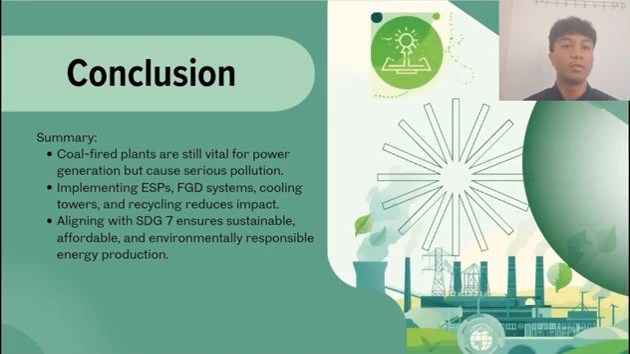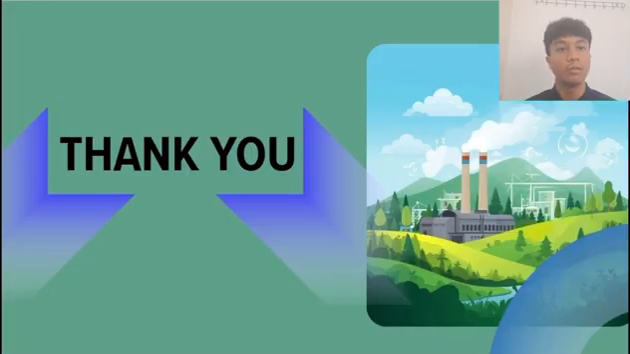Lastly, the conclusion. In conclusion, coal-fired power plants play a major role in our energy supply, but they can also create environmental challenges. By applying technologies such as electrostatic precipitators, scrubbers, cooling towers, and ash recycling systems, we can minimize pollution and move closer to sustainable energy goals. As future engineers, it's our responsibility to design systems that balance energy demand with environmental protection. Thank you for listening, and I hope this presentation helped you understand how we can make energy cleaner and more responsible. That's all from me.